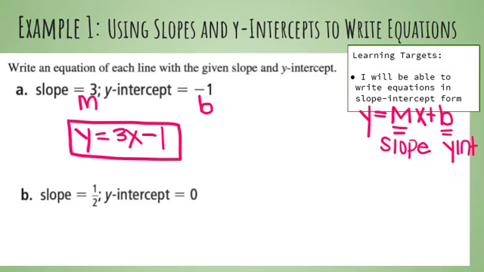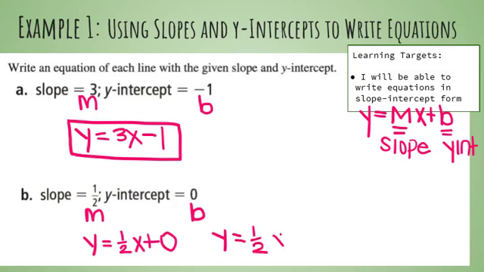Okay, and our next one, we have a slope of 1/2, that's our m, and our y-intercept is 0, so that's our b. So we would have y equals 1/2 x plus 0. Now, we don't have to put that plus 0 there. If you did, you can leave it. That is an acceptable answer. However, you can simplify it to just be y equals 1/2 x and have this be the equation of your line in slope-intercept form.